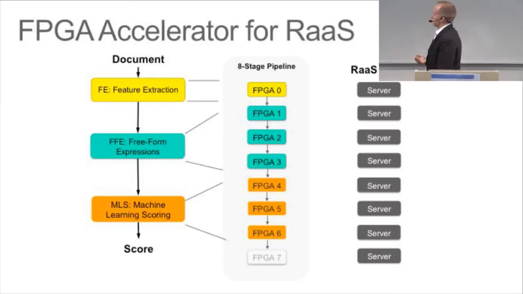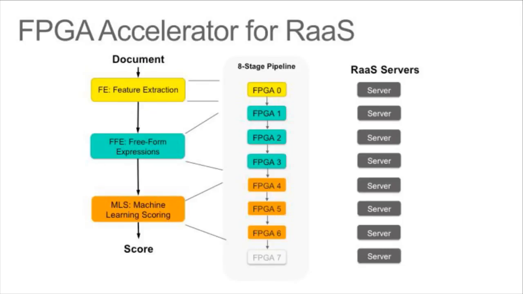At the system level, at the time we published this work last summer, you need one FPGA to hold the feature extraction stage where you're computing all these features. You need three FPGAs to have enough state to hold all of the freeform expressions for the ranking models that Bing uses. And you need three FPGAs to hold all those machine learning scoring units. So you really need seven FPGAs total just to hold the whole model. And so what we do is we form these rings of eight FPGAs on that fabric.